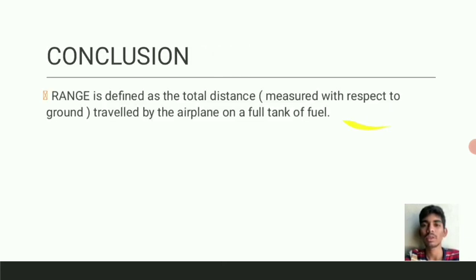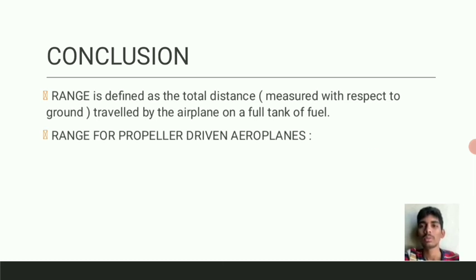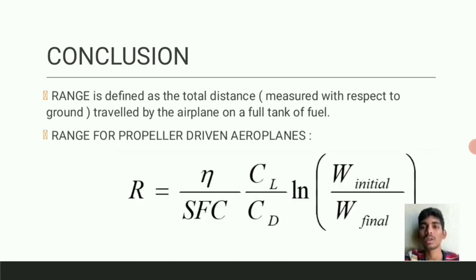Next, conclusion. Range is defined as the total distance traveled, measured with respect to the ground, by the plane on a full tank of fuel. Next, range for propeller driven aeroplanes. R is equal to propeller efficiency by SFC into C_L by C_D into Ln of W initial by W final. By this formula we can understand the range is directly proportional to the propeller efficiency.